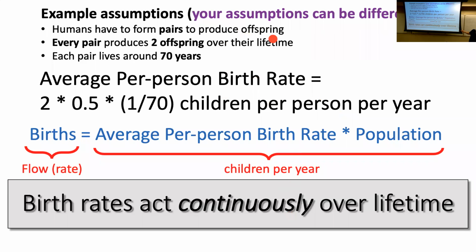So any questions on this, how we got this expression? I could give you a little bit of this data up here, and then from these data with some unit conversions, you can come up with a flow rate in the right units, children per year.